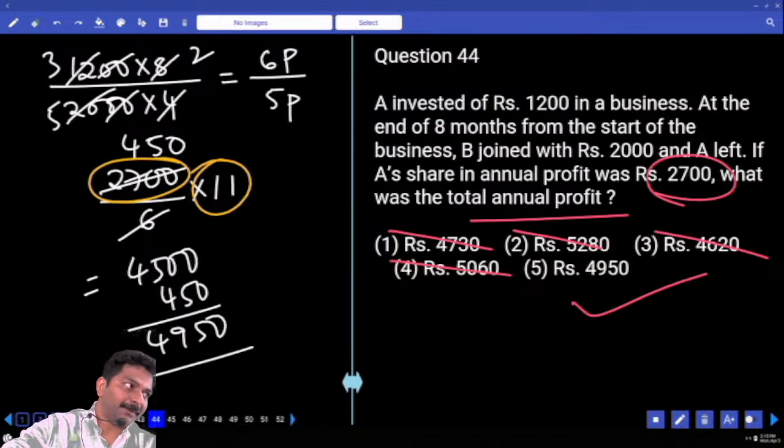Numerator lo 3 cube multiple undi. Denominator lo only 3 undi. Answer 9 multiple. Adi verify cheyochu. Okay now.